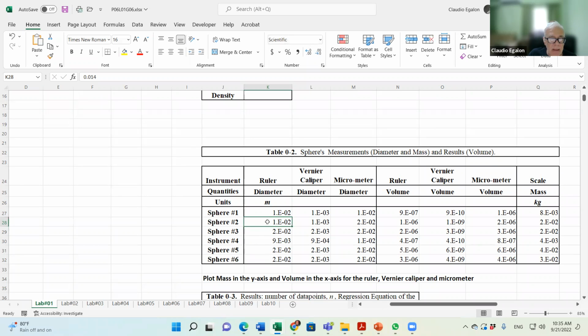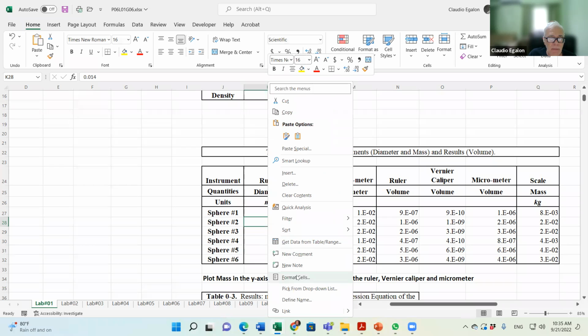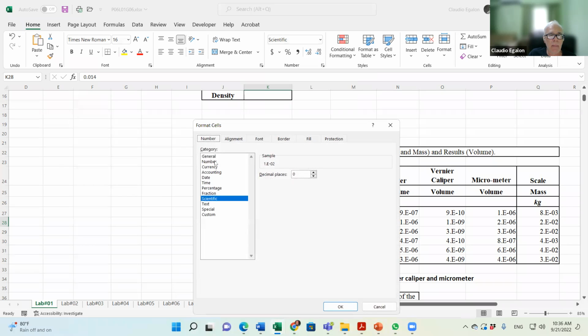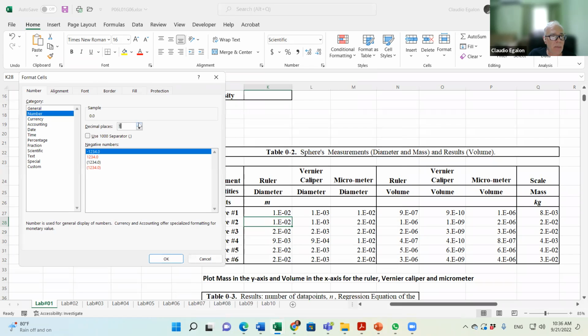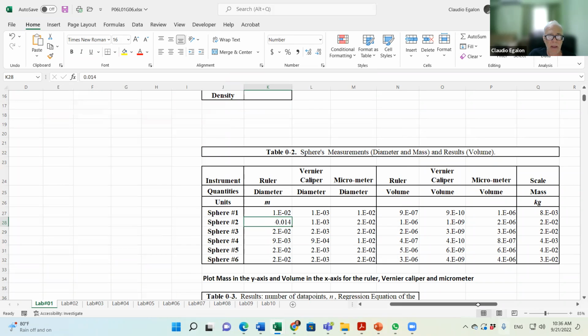So in this specific case, what do you have to do? You have to change the format of your number. You put a number there and adjust the number of decimal places until you have the correct number of decimal places. In the case of the ruler, because the resolution is 1 millimeter or a thousandth of a meter, you have to go all the way down to the third decimal place only for the ruler. Let me change that. And then you will have to change the format.